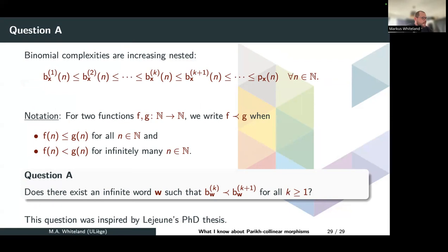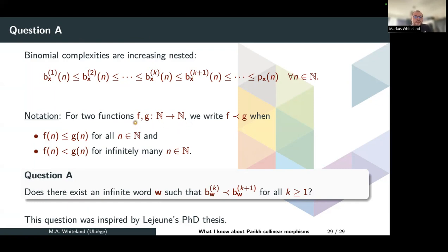So this is kind of explaining why we were interested in the complexity functions of a word after applying the two-amorph morphism several times. If you recall, for the binomial complexities, we have this chain of inequalities between the consecutive binomial complexity functions. And it was proposed, or we have a question that was inspired by a question in Lejeune's PhD thesis, and for this we need a bit of notation.